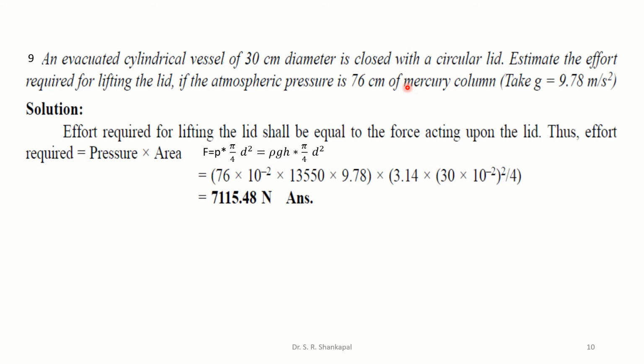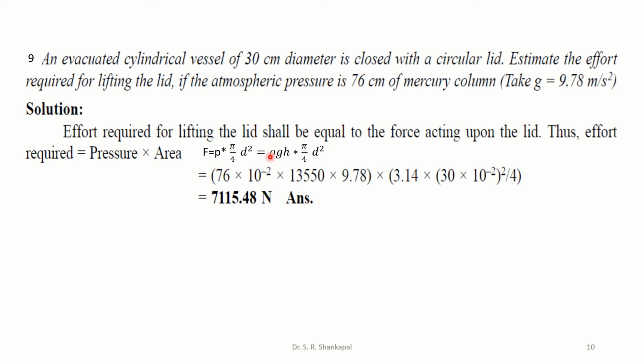Pressure acting on the lid is nothing but 76 centimeters of mercury, and the lid is circular, it has an area. That means the force that is acting on the lid is nothing but pressure into area. So force acting on the lid is pressure into area. Pressure, as I mentioned, using fluid static principle, can be given as rho g h. Since it is a circular lid, the area is pi by 4 d square.